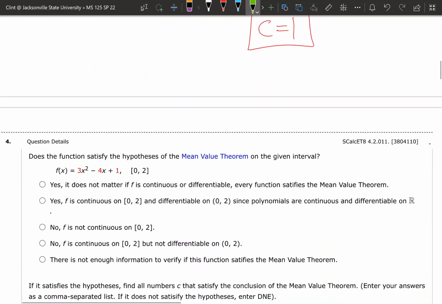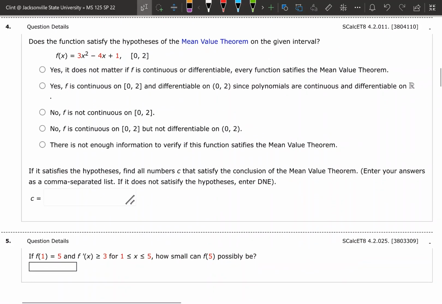Let's see. Number 4. It's about the mean value theorem here. And yes, this one's continuous on 0 to 2 and differentiable on the open interval 0 to 2 because it's a polynomial, and continuous and differentiable everywhere, so don't stress over that part.